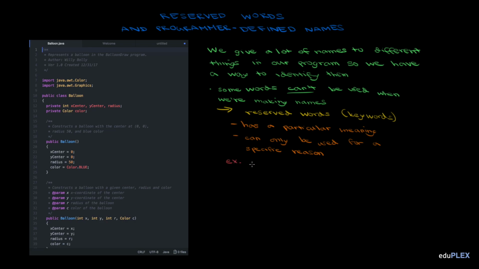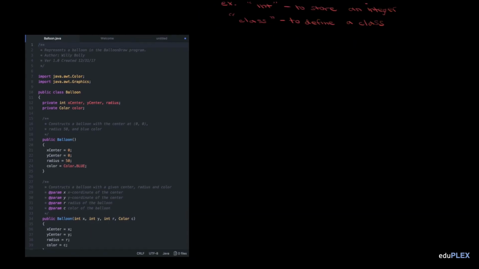Whenever we use the word int, for example, we can only use it to store an integer variable. Whenever we use the word class, it means we're about to define a class. These words can't be used to name other things. We'll see more keywords as we move through the course and learn the different tools of programming.